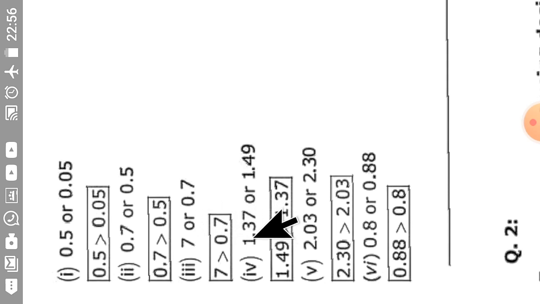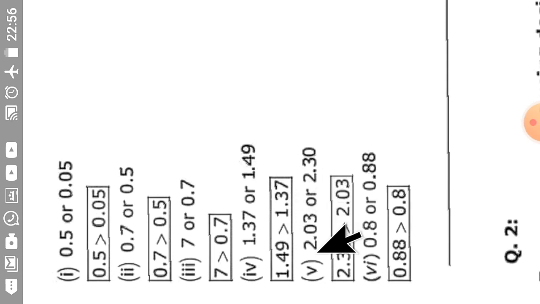Now 1.37 or 1.49. Now here comparing the digit at ones place, the digits are same. Okay. So let us compare the tenths place digit. So here is 3, here is 4. So 3 is less than 4. Okay. So this is bigger. 1.49 is bigger than 1.37.